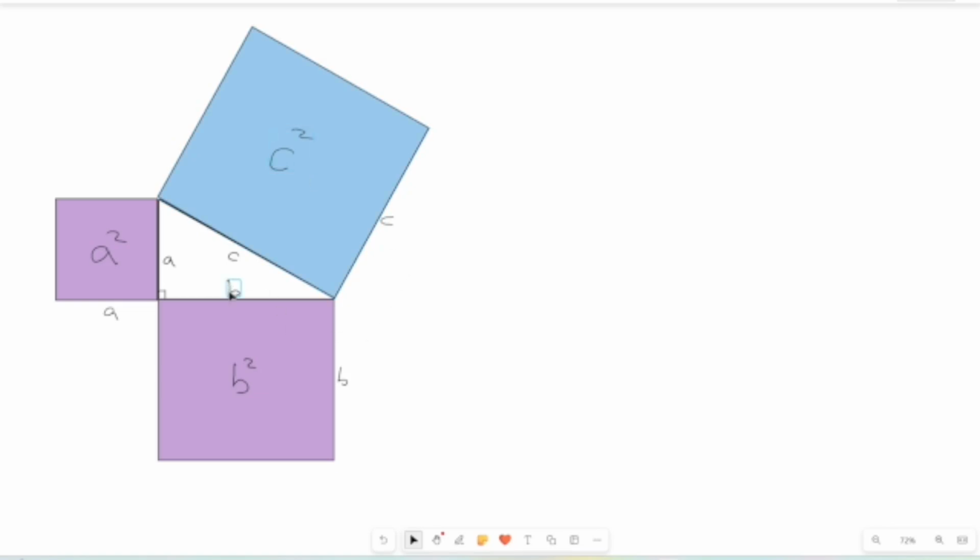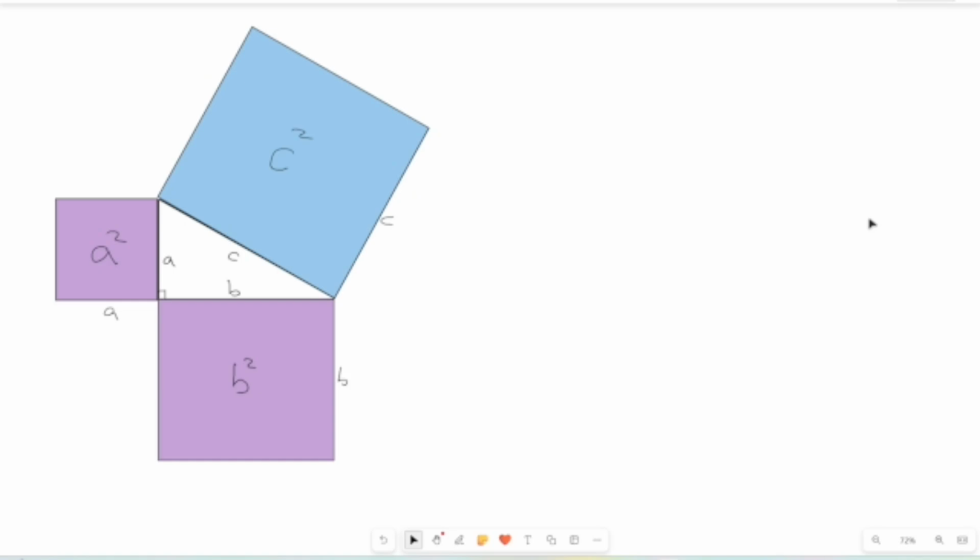And it's the same for B. We've got this purple square. The length against the triangle has a length B. It is a square, so the other side also has a length B, and the area is B squared. And the same for this one here. We've got A and A, so that area is A squared.